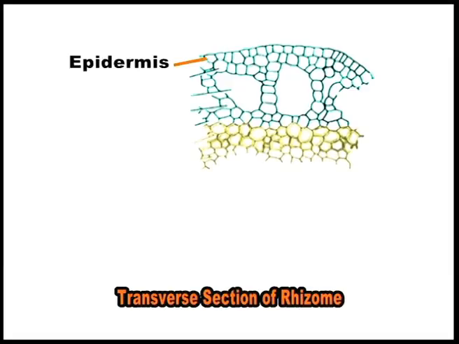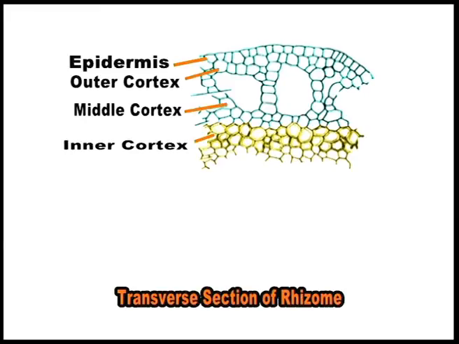Then the epidermis is followed by the cortex, which is differentiated into 3 regions in Marsilea, that is outer cortex, middle cortex and inner cortex. The outer cortex is aerenchymatous. It is made up of several cells in thickness having large intercellular spaces. This aerenchymatous cortex helps the plant to float on the surface of water. Then it is followed by the middle cortex, which consists of sclerenchymatous tissue, and then the inner cortex is solid tissue made up of several cells in thickness.